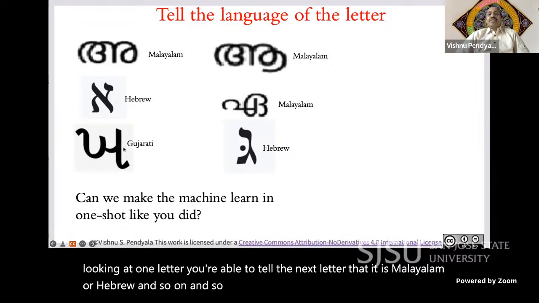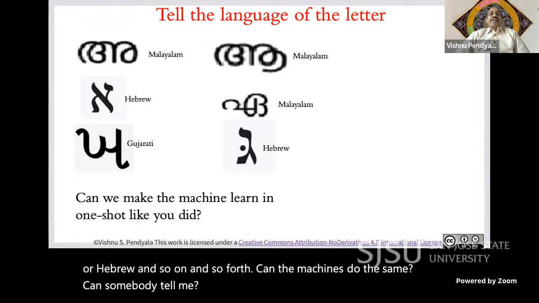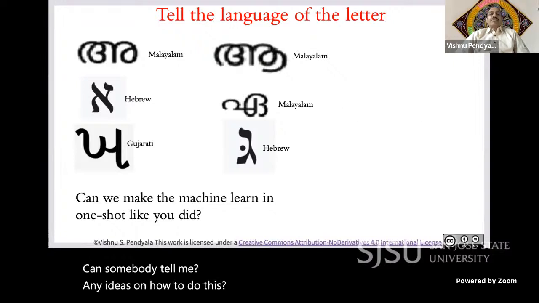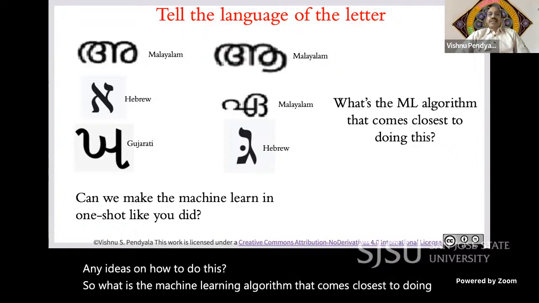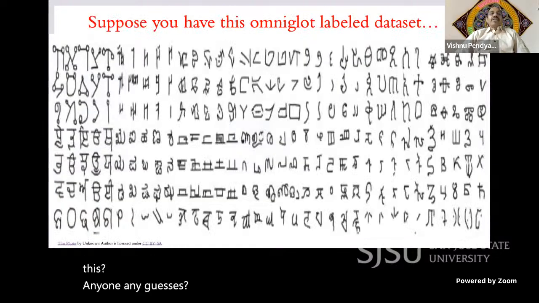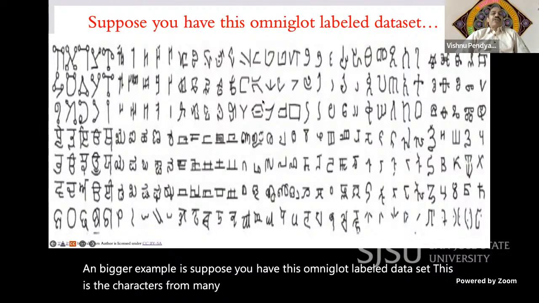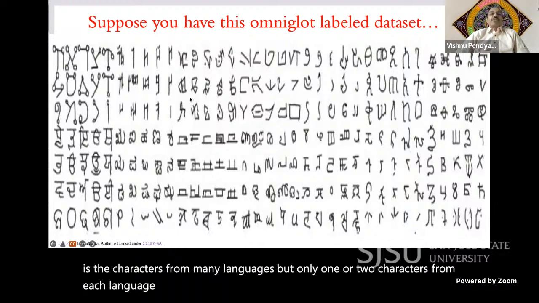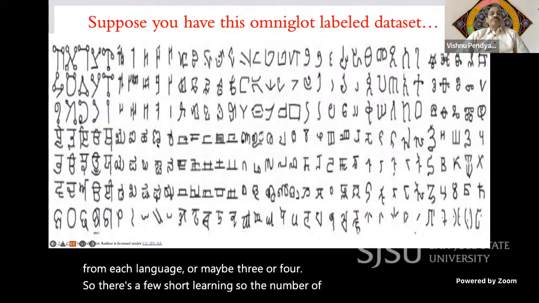Can the machines do the same? Can somebody tell me any ideas on how to do this? So what is a machine learning algorithm that comes closest to doing this? Anyone, any guesses? So a bigger example is, suppose you have this Omniglot labeled data set. This is characters from many languages, but only 1 or 2 characters from each language, or maybe 3 or 4. So there's a few-shot learning. So the number of samples provided to you are few.